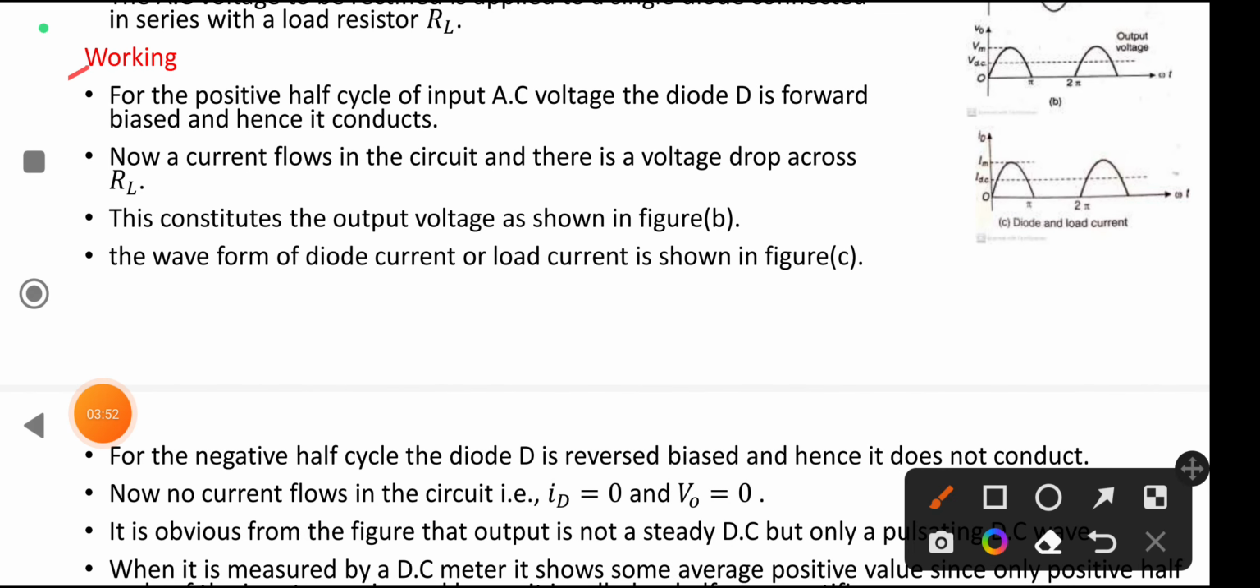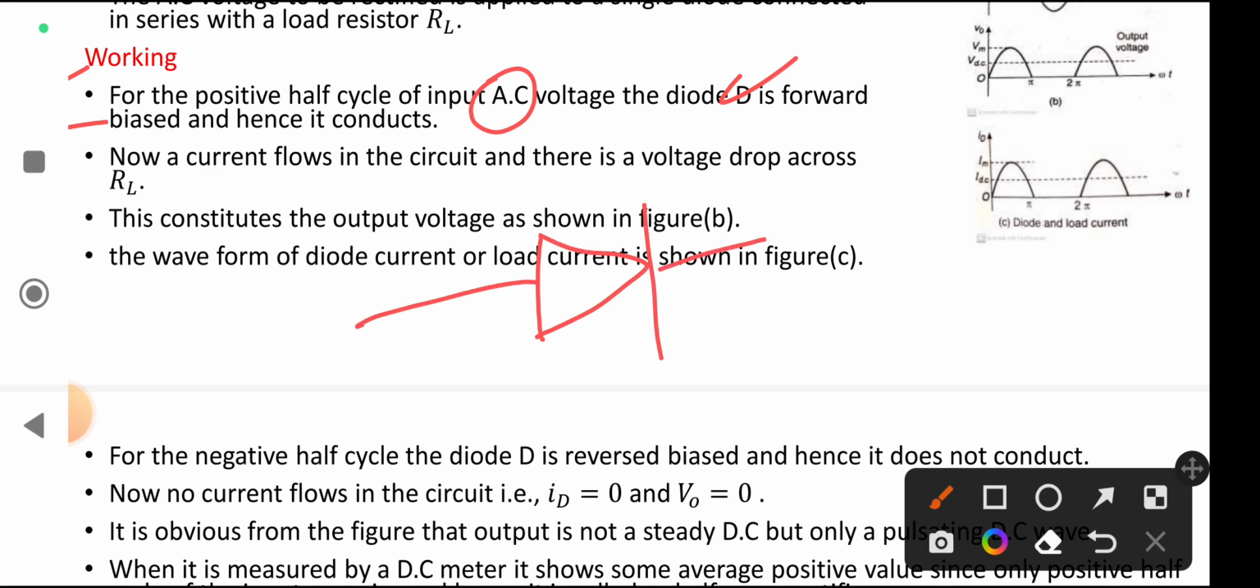See here. For the positive half cycle of input AC voltage, the diode D is forward biased and hence it conducts. So you must know certain things about the diode. Suppose it is a diode, which we generally denote in this manner. That means this side is p-type material and this side is n-type material.